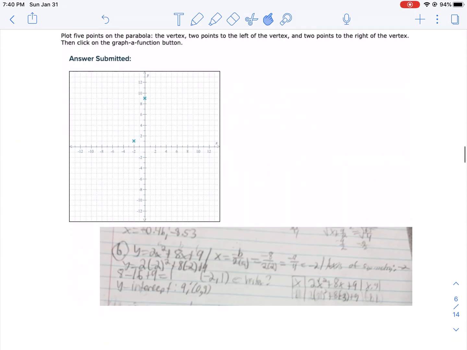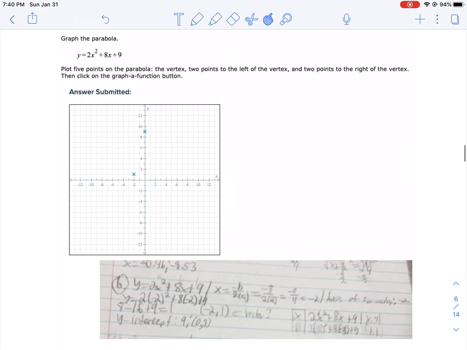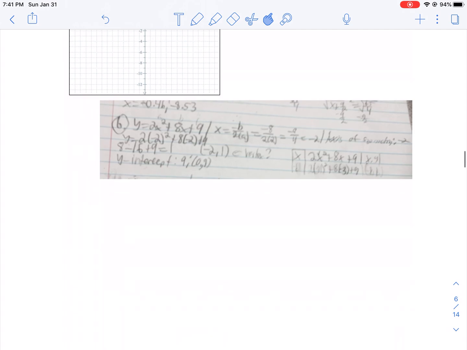Okay, we want to graph the parabola again. Once again, you didn't do enough points. You found the vertex. I want 2 points to the left and 2 points to the right, and then plot them. You only plotted 2 points. You didn't even click on the parabola. You got to get 5 points in there.